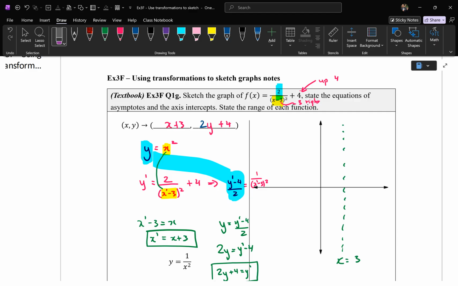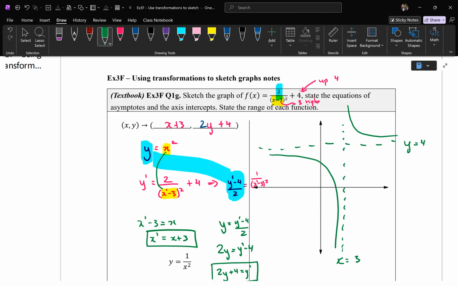You also have a horizontal asymptote. Does it move up? Yes, it does. It goes up by 4, so you can do it like this. Make sure to use a ruler. Label y equals 4. There is no reflection, so that means the shape should still be something like this. The only thing I'm missing is the x and y intercepts.